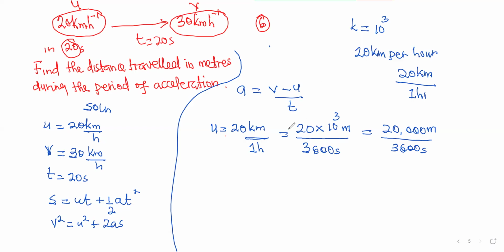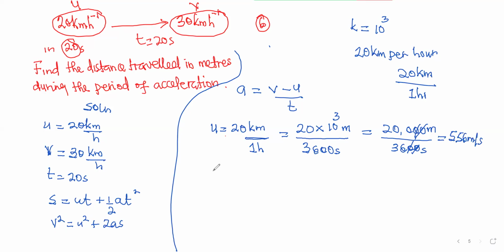So we have 20,000 divided by 3,600, and that would reduce to 200 divided by 36. Class, give me 200 divided by 36 in 2dp. Aram. Sir, please, 5.56 meters per second. Thank you.